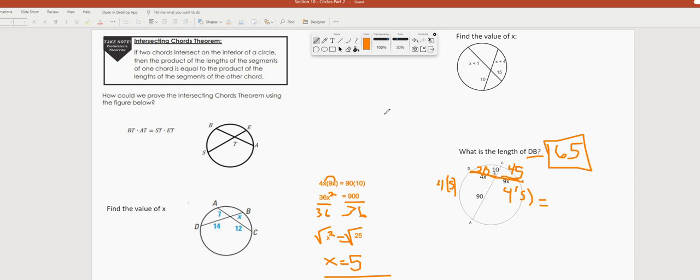Okay, so that's it for this lesson. So again, take a look at this formula right here. Okay, you multiply the two segments, and that has to be equal to the other two segments multiplied together. Okay, and then you go ahead and solve for x or solve for whatever variable they give you, and you go from there. And that's it.